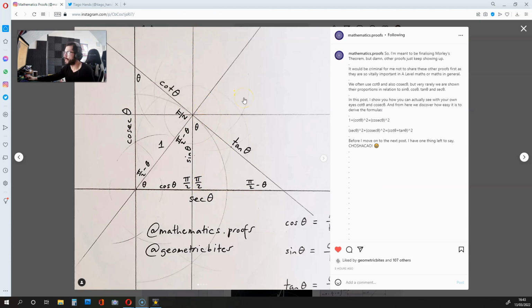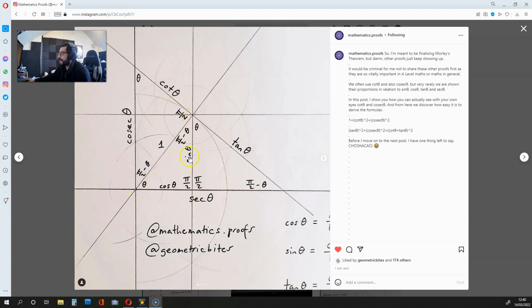If you follow these instructions, what you end up getting is this right-angled triangle over here with all these intersecting lines. And with this image, all you have to do is put the angles in the correct positions, and then you'll be able to come up with the three proofs.